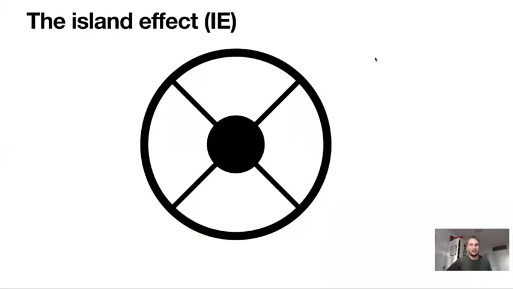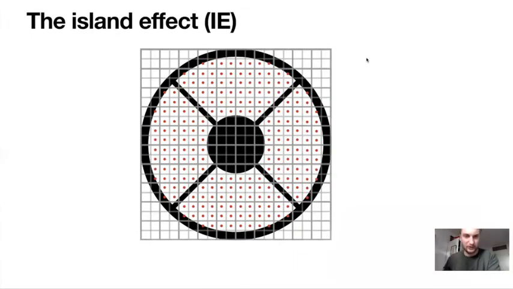The island effect is, I think, easiest explained by the Shack-Hartmann wavefront sensor. The Shack-Hartmann wavefront sensor places a microlens array over your pupil, and every microlens generates a tiny spot, and the position of this spot tells you something about the local gradient of the wavefront. If you want to do wavefront reconstruction, you basically stitch together all these gradients and then you get an idea of the total wavefront.